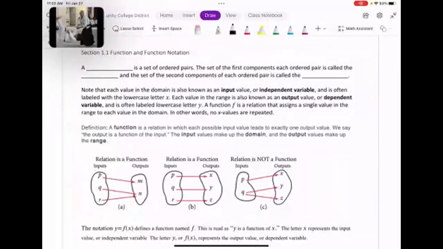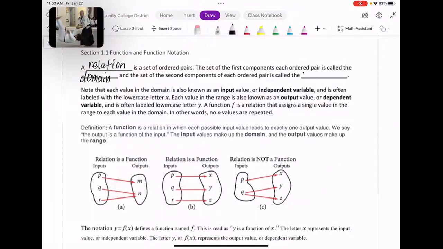All right, here we are, chapter 1, section 1. We're going to talk about functions. And before we do that, we are going to talk about relations. A relation is a set of ordered pairs. The set of first components of each ordered pair is called the domain. And the set of the second components of each ordered pair is called the range.